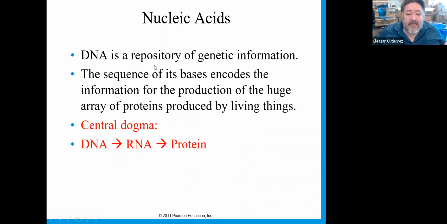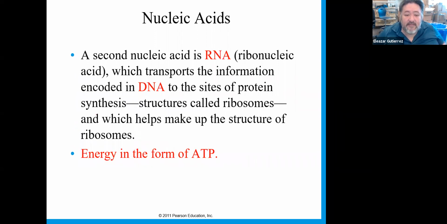DNA is a repository of genetic information. The sequence of its bases encodes the information for the production of the huge array of proteins produced by living things. And you need to learn that these proteins are created by what's called the central dogma, which is that the DNA in the nucleus produces messenger RNA that goes out into the cytosol, and then this attaches to ribosomes to link amino acids together and make protein. So it goes DNA, RNA, protein. That's the central dogma.